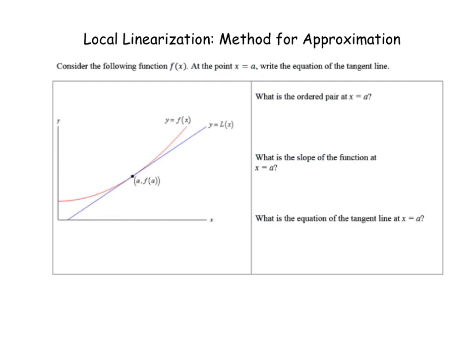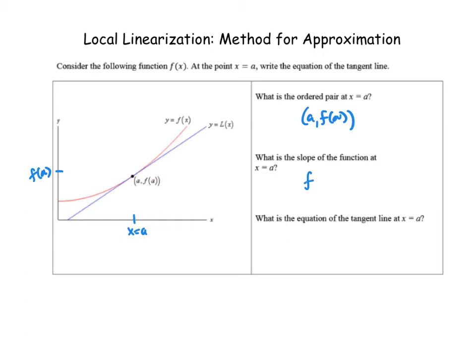All right, so local linearization is very, very closely tied to the idea of differentials. Let's come up with a formula now for finding the local linearization, or an estimate close to a point using the derivative. So consider the function f of x at the point x equals a, write the equation of the tangent line. So it's kind of slowly walking us through this. But what is the ordered pair at x equals a? Well, at x equals a, we get a comma f of a. So I've got a point a, f of a.